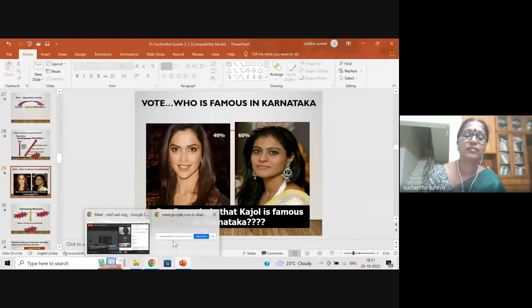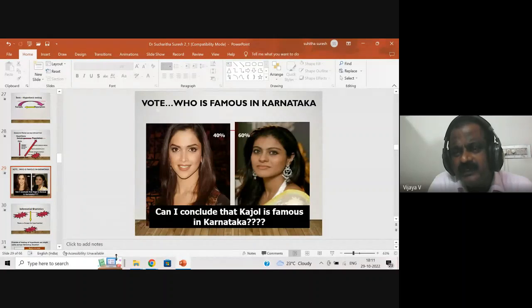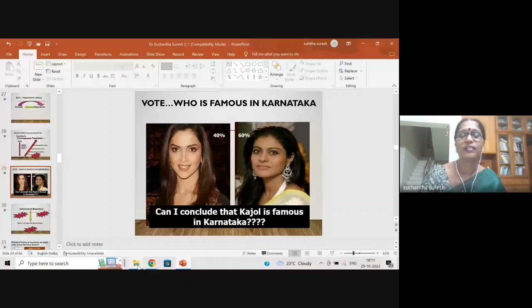Whom do you prefer? One said Deepika. Two participants said Deepika. Okay, Deepika. Yeah, all Deepika. Any comments?